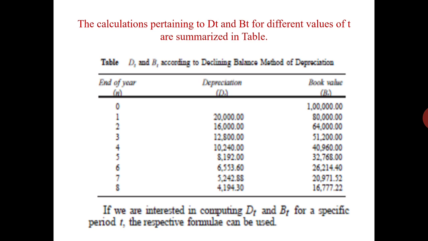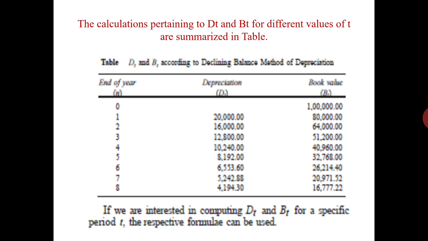Here in the table, the year-wise depreciation value and book value are mentioned. At the top of the table is end of year, depreciation value, and book value. In the first column, the number of years is mentioned, 0 to 8th year. The second column is the depreciation value. Every year's depreciation value is mentioned in the second column. And the third column is the book value of every year.